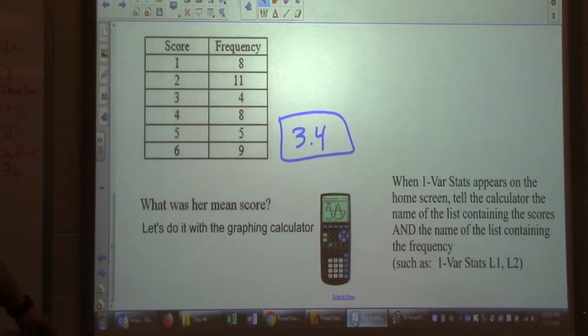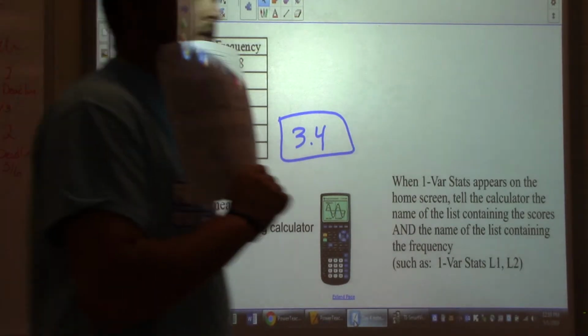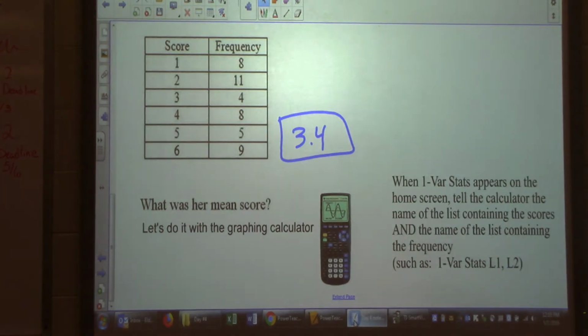Alright? Any questions on that? So, this should be list 1, this should be list 2, right? Then our mean is x with the line over it. Alright, so let's do the next one.